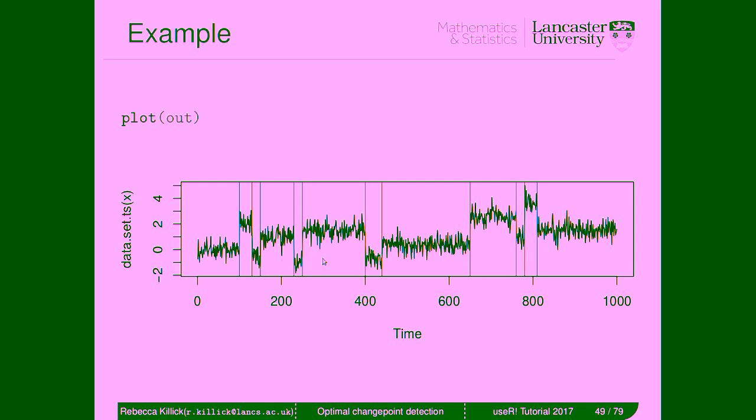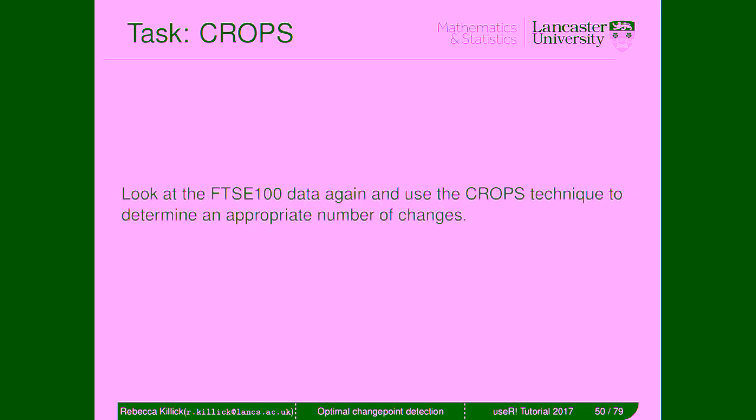And as you can see, they're sort of coming in the right place, although, again, they're fairly obvious in this example. So I've got 2 tasks here, one for crops and one for CPT.MP. For crops, I'm saying look at the FTSE 100 data or the HC1 and use the crops technique to determine an appropriate number of changes.